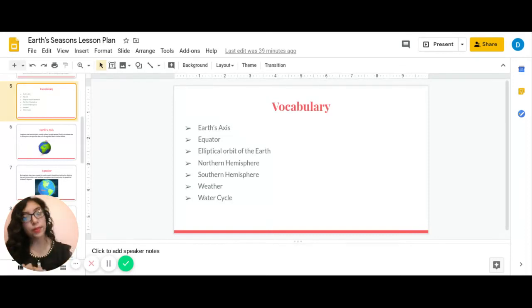Okay, we're now going to talk about the vocabulary words that involve the Earth seasons. As we have known now, the seasons are fall, winter, summer, and spring. Here I have provided a list of the words that we are going to review right now. It is Earth's axis, the equator, elliptical orbit of the Earth, the northern hemisphere, the southern hemisphere, the weather, and the water cycle.